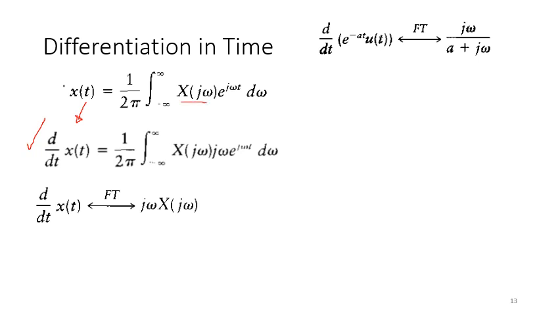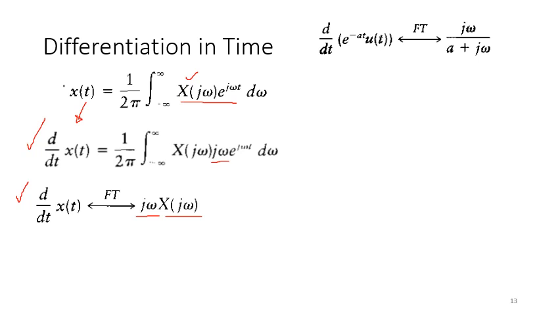And on the right side, x of j omega is constant because we are differentiating with respect to time. So e power j omega t, if I differentiate with respect to time, I get the same multiplied by j omega, right? So that means differentiation in the time domain results in multiplication by a factor of j omega to the x of j omega. X of j omega is the Fourier transform of x of t, right? So hope you understand.